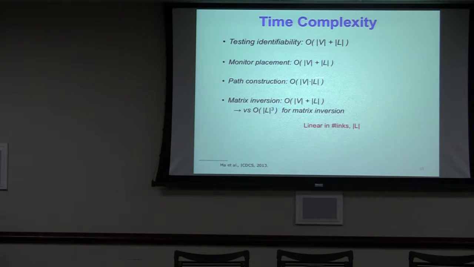So we talk about links, but the size of the network is represented here by V. The number of nodes is V, and L is the number of links. Of course, it could have V roughly equal to L, depending on the network.